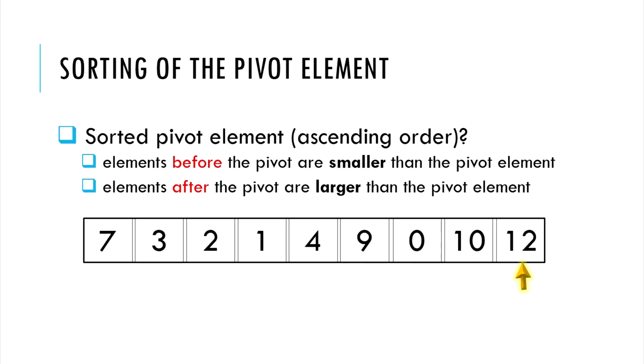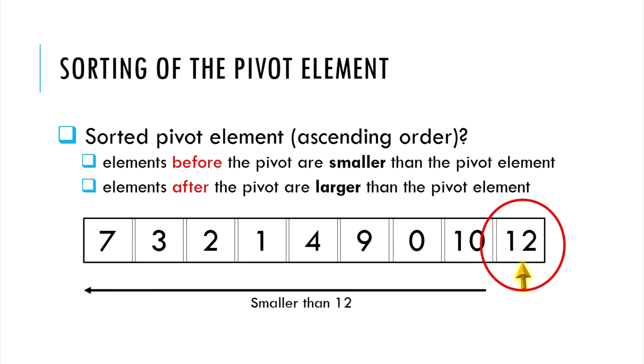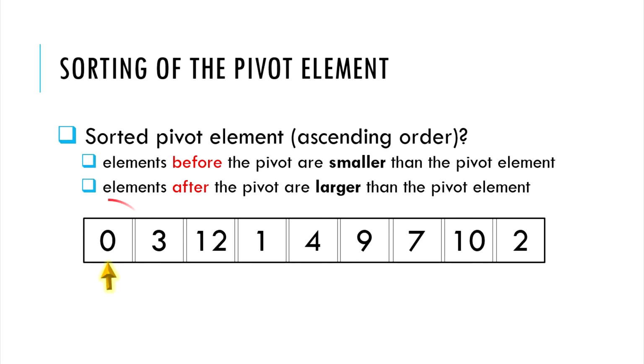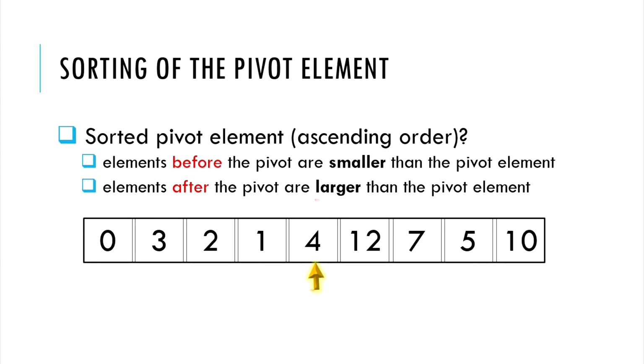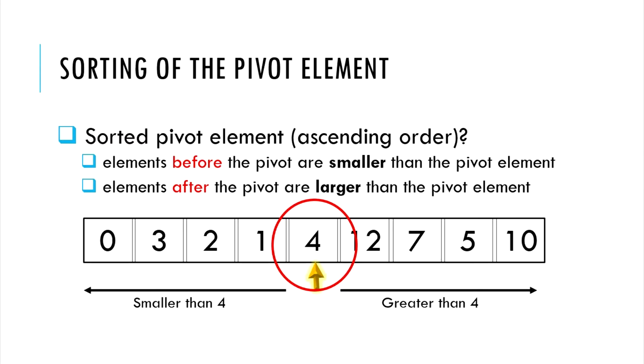So for example, in this array, the last element 12 is sorted because all the elements before it are smaller than 12. Similarly, in this array, the first element 0 is sorted. All the elements after this element are larger than 0. In this array, a middle element 4 is sorted because all the elements to the left are smaller than 4 and all the elements to the right are larger than 4.